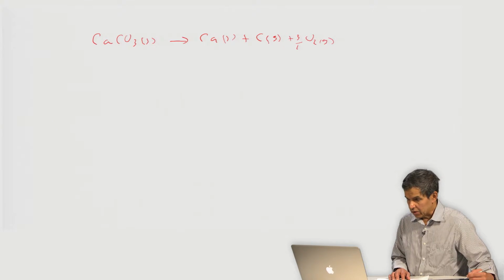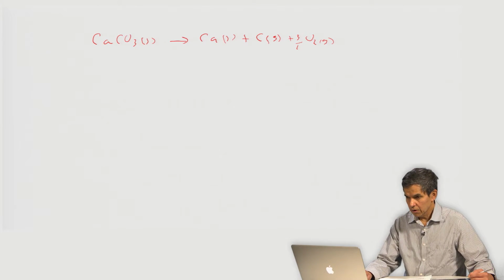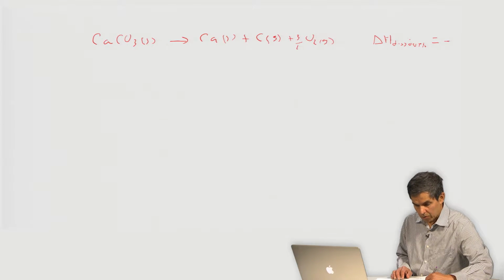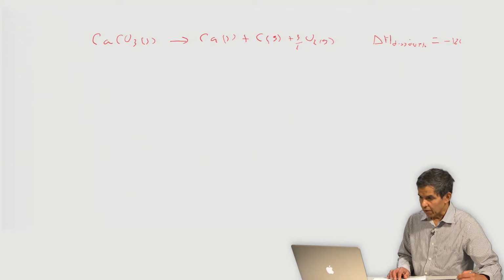The delta H for this reaction, which is a delta H of dissociation, is going to be equal to minus 1206.9 kilojoules, which corresponds to half of the value that was given in the problem.